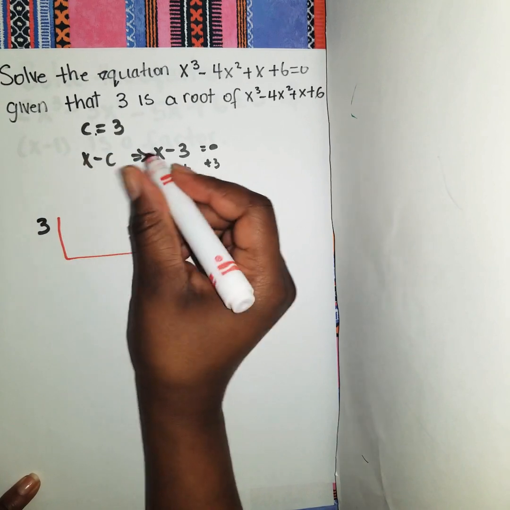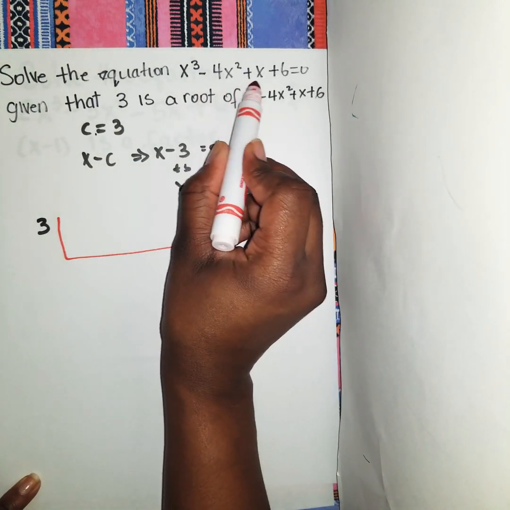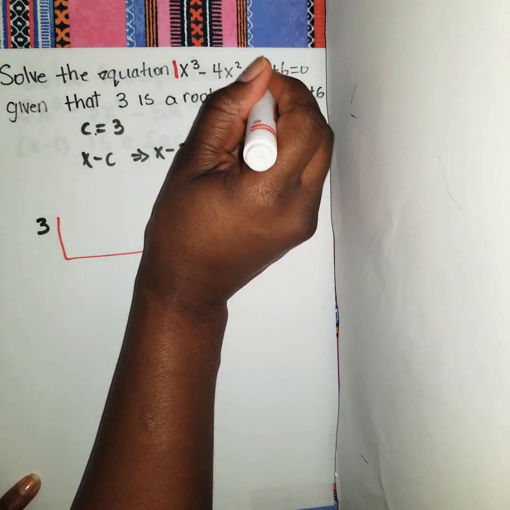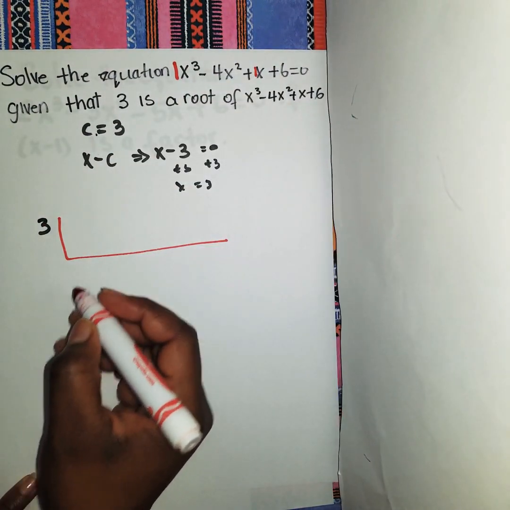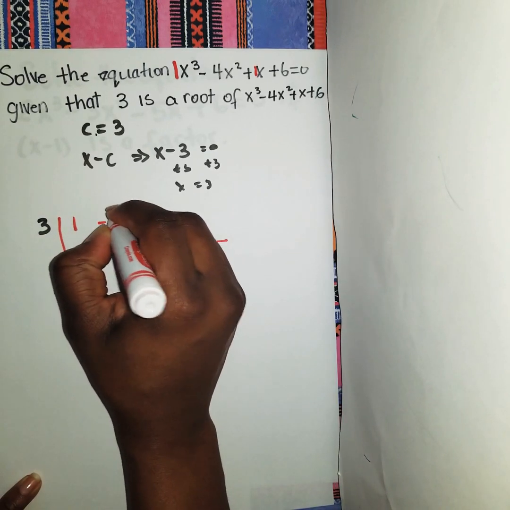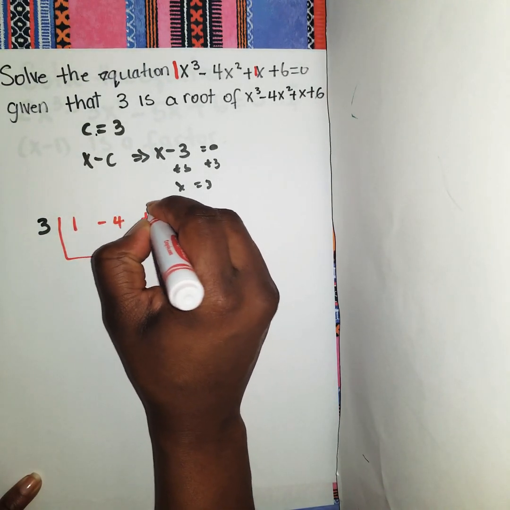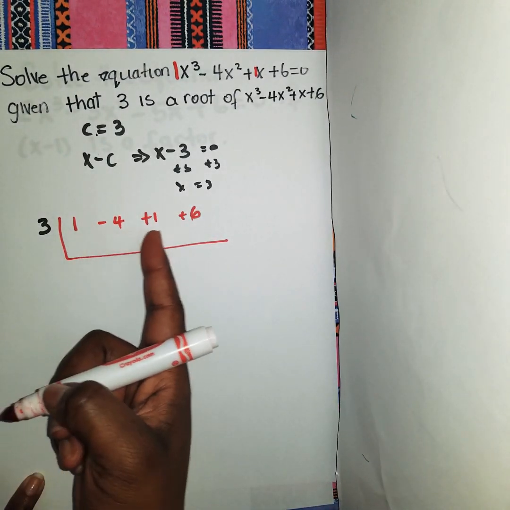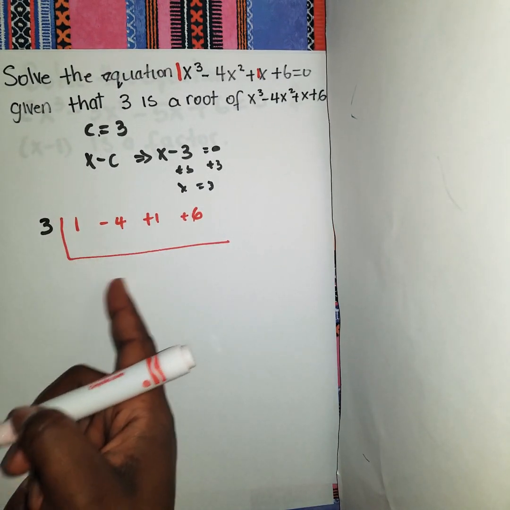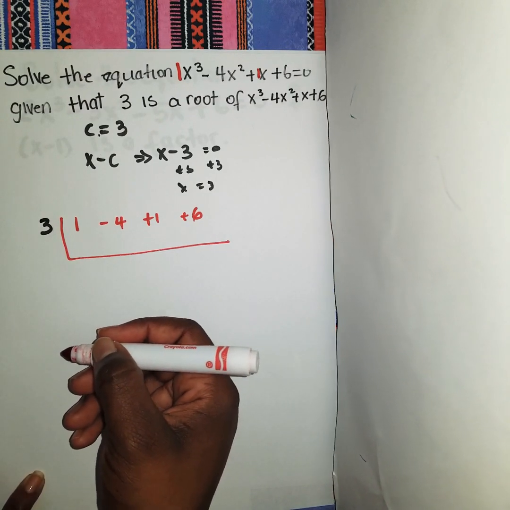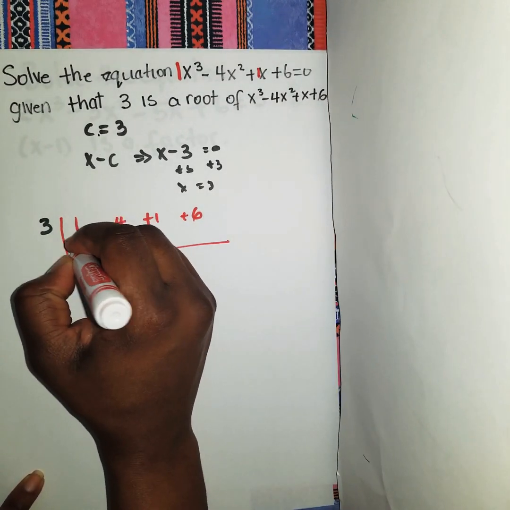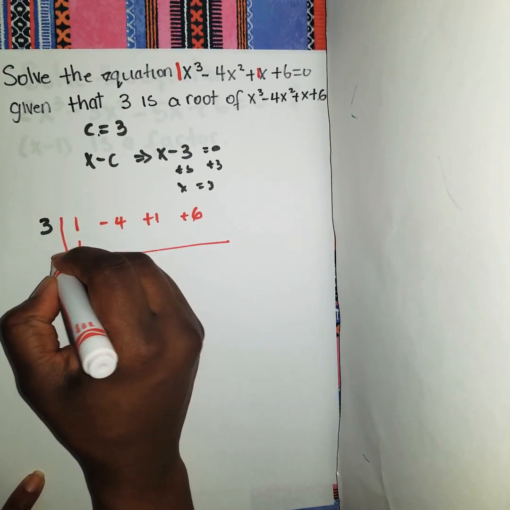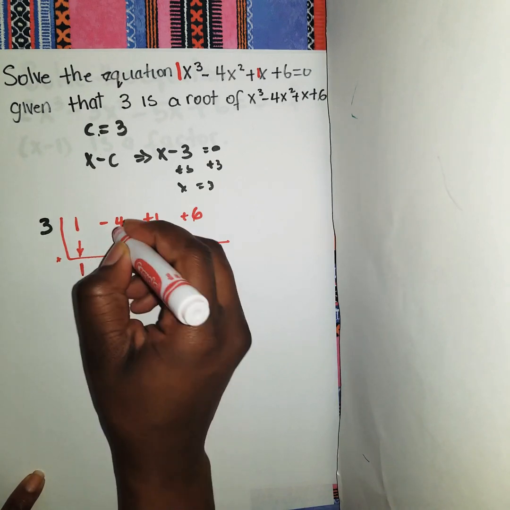So let's go. We're taking the coefficients of each of the terms up here. Before the x squared there's a 1, before this x is also a 1. So it's 1, negative 4, positive 1, and a positive 6. You don't have to put the plus sign, but I'm doing that because we'll be adding and multiplying as we go down. For synthetic division, we bring down the first one. It's going to be multiplication, then addition. So 3 times 1 is 3.